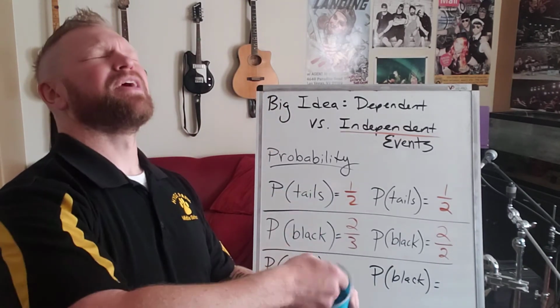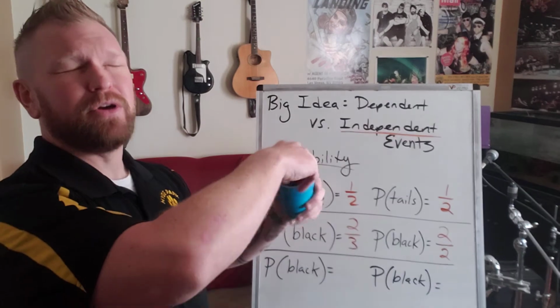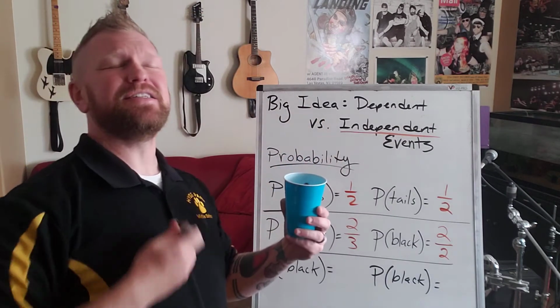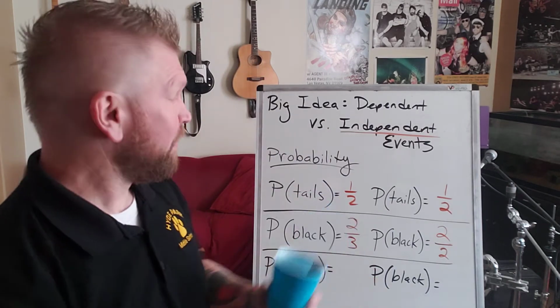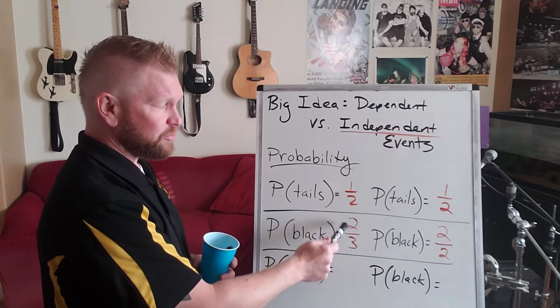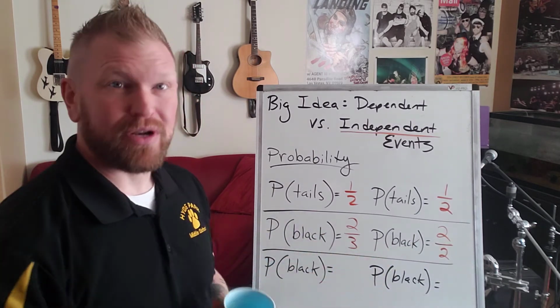Let's try. I'll bet you all the money in the world this is going to be a black marker this time because it's 100% probability, and it is a black marker. There we go. All right, so notice this probability was not the same as this one. It started out as a 2 out of 3 chance. Then it went to a 2 out of 2 chance.